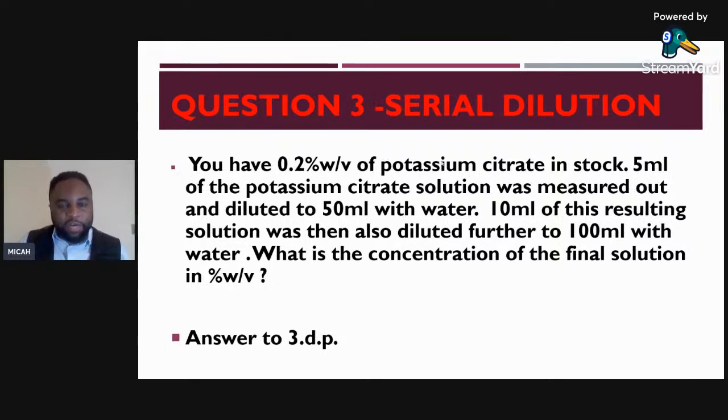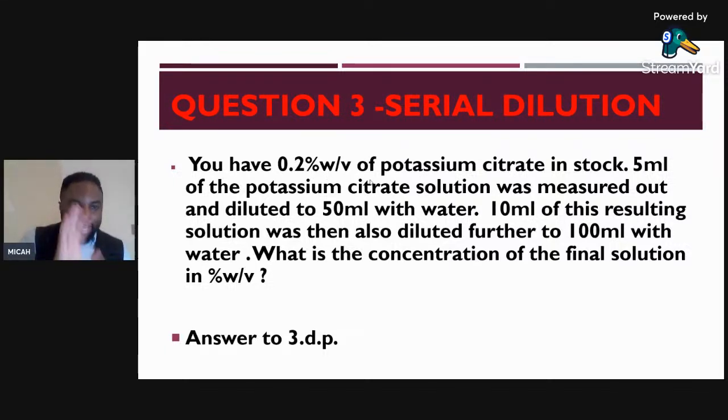10 is the dilution factor between 5 ml and 50 ml. So you divide your initial concentration by 10, and that will give you the new concentration. So the new concentration will be 0.2 divided by 10, which will give you 0.02.